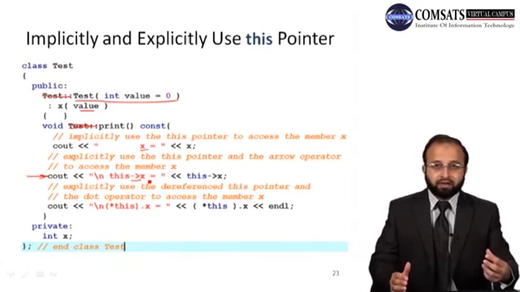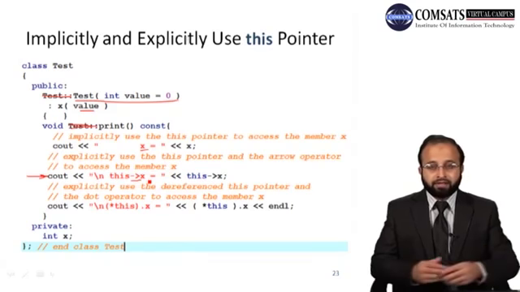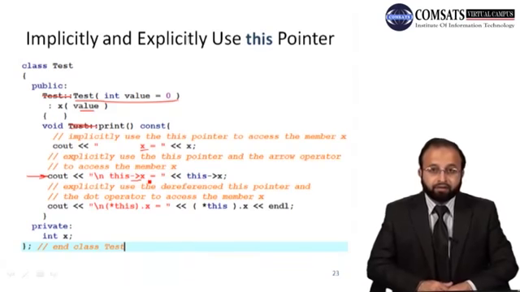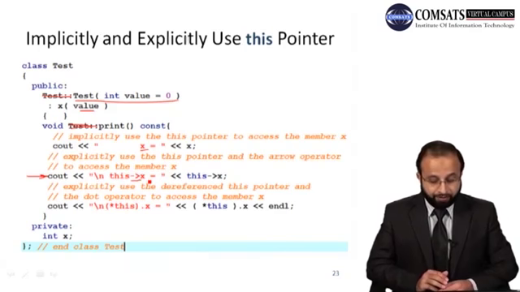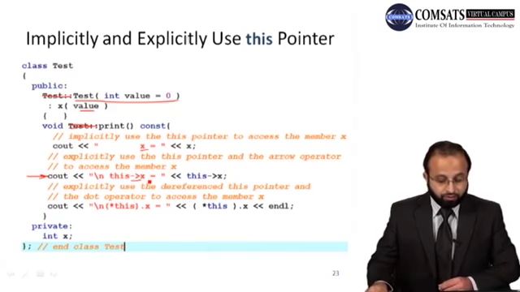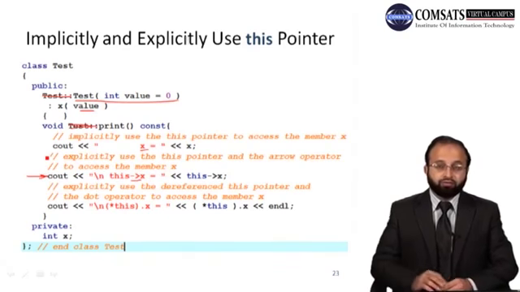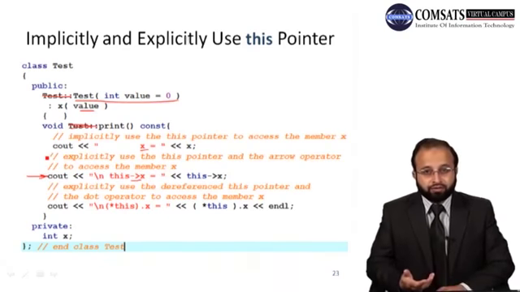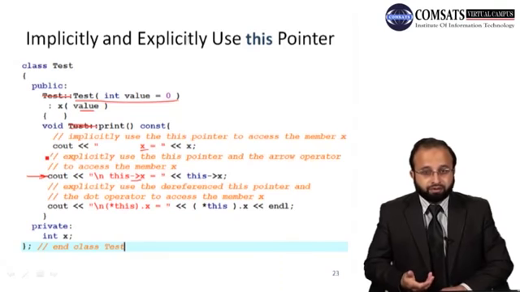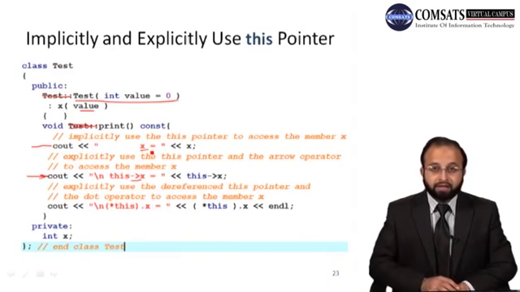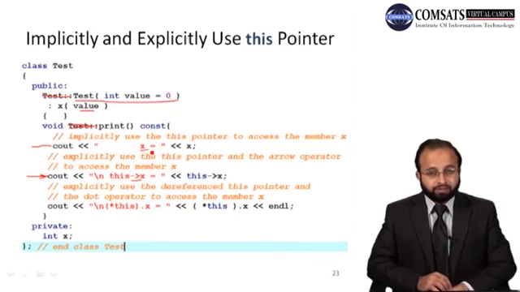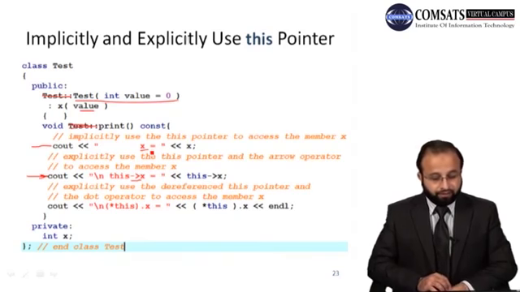Now how can we access the member of that structure? We can access it using the arrow operator, right? So this is the explicit use of this pointer. Explicit means that you have actually used it. The C++ compiler will not use it here. But in the previous case, if we just write x, then implicitly the C++ compiler will use this pointer.